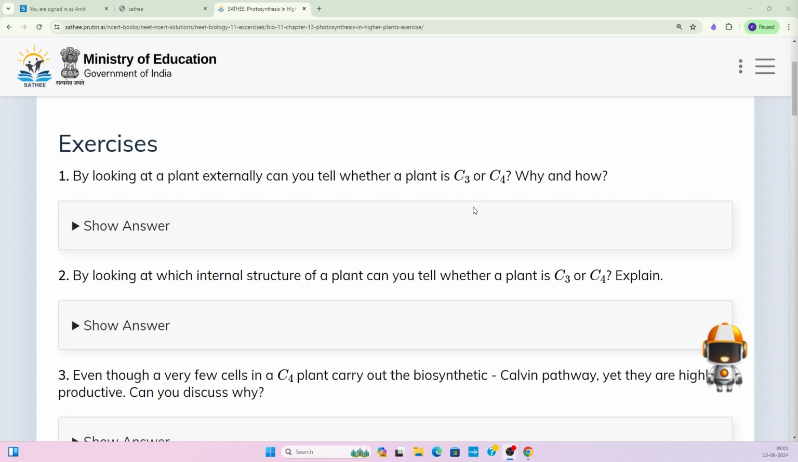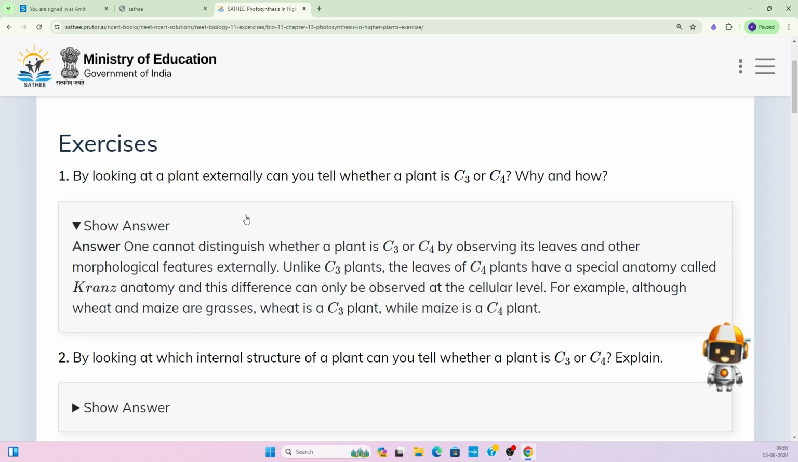So here comes the first question. By looking at a plant externally, can you tell whether a plant is C3 or C4? Why and how? So you have to see any plant externally, and you have to tell whether it is a C3 type of plant or C4 type of plant, right? How will you do this and why? So this is the question.